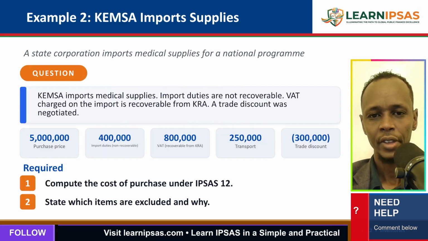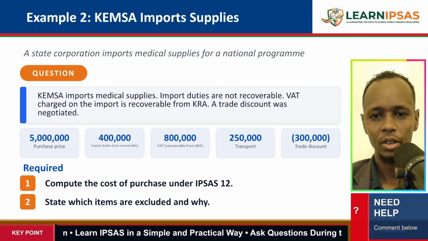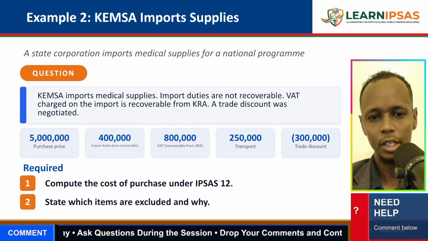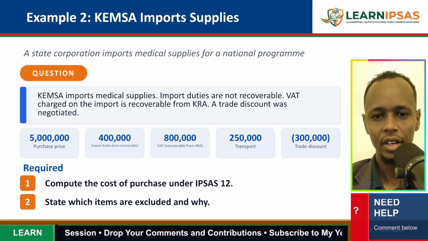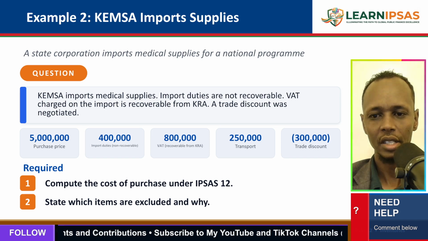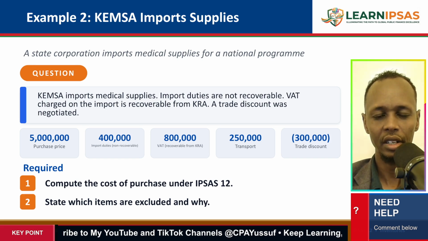Okay, that's cost. For example, KEMSA imports medical supplies. Import duties are not recoverable. VAT charged on the import is recoverable from KRA. A trade discount was negotiated. So the purchase price there is 5 million. Then the import duties are 400,000. VAT recoverable is 800,000. Transport is 250,000. Trade discount is 300,000.